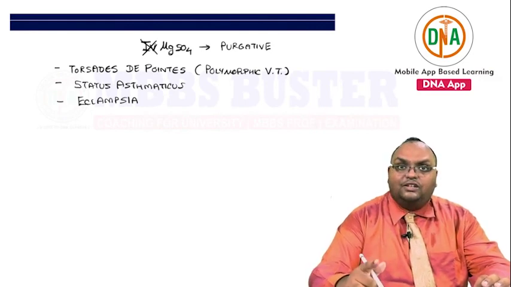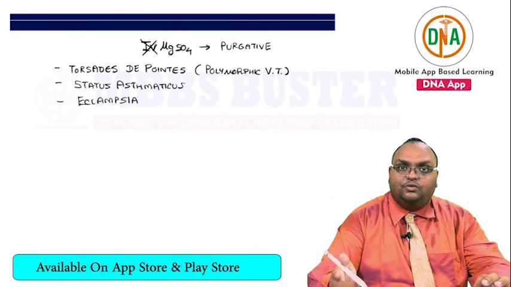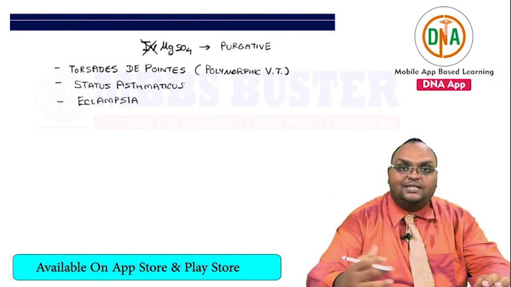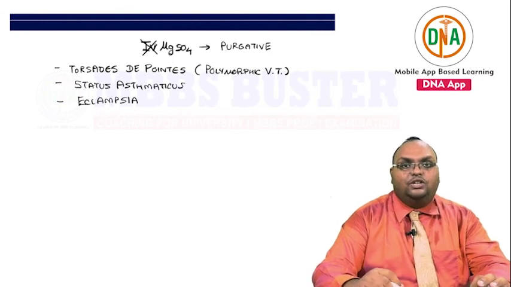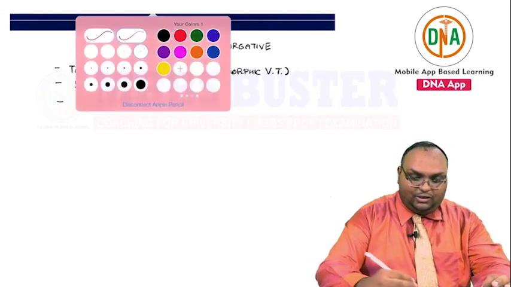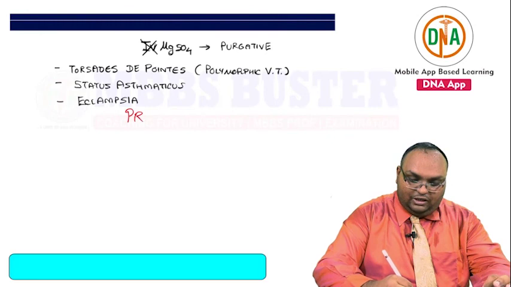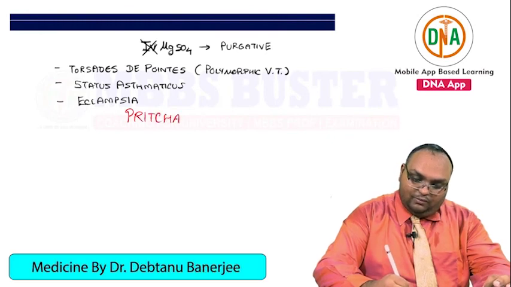But IV magnesium sulfate is pretty useful in a cardiovascular cause, Torsades de Pointes, a respiratory cause, status asthmaticus, and a CNS-related cause where you have seizures and eclampsia. And you might also be knowing the name of the regimen which we use. Gynecology people teach you, Pritchard regimen.